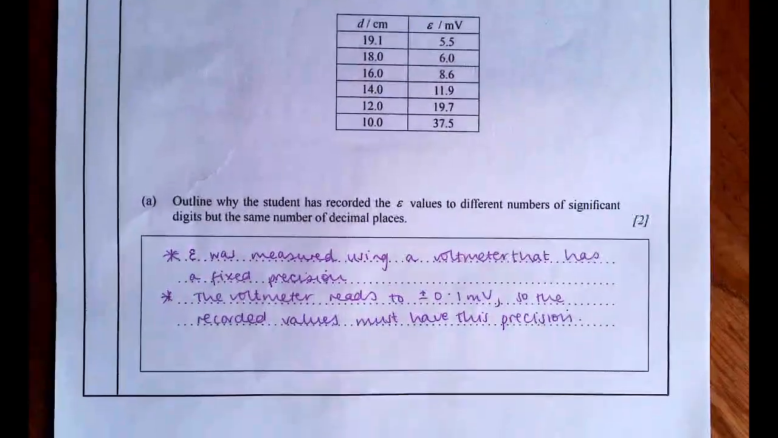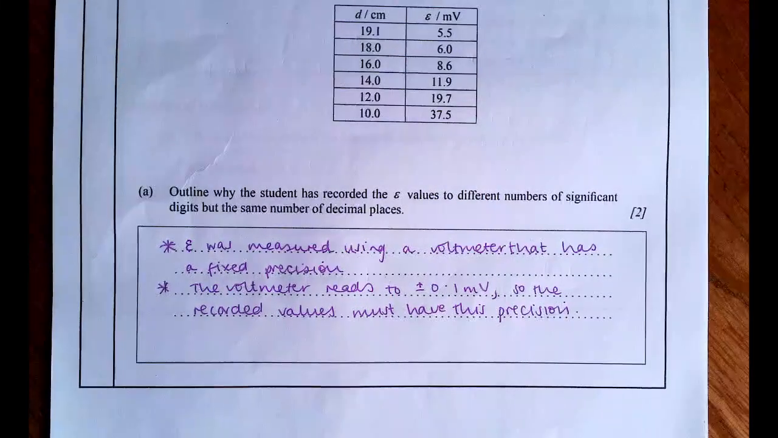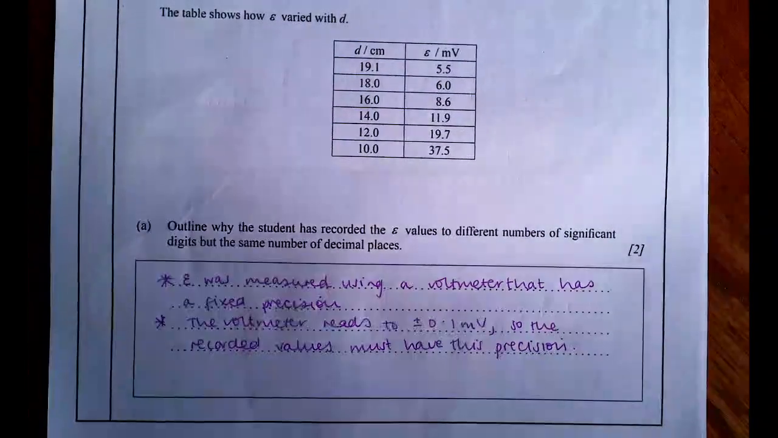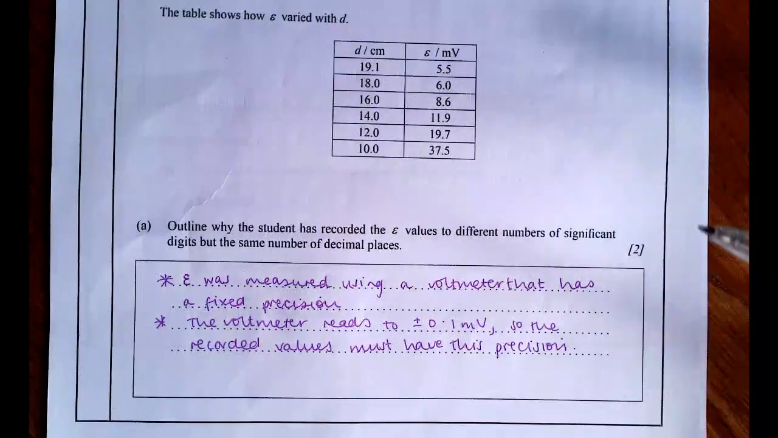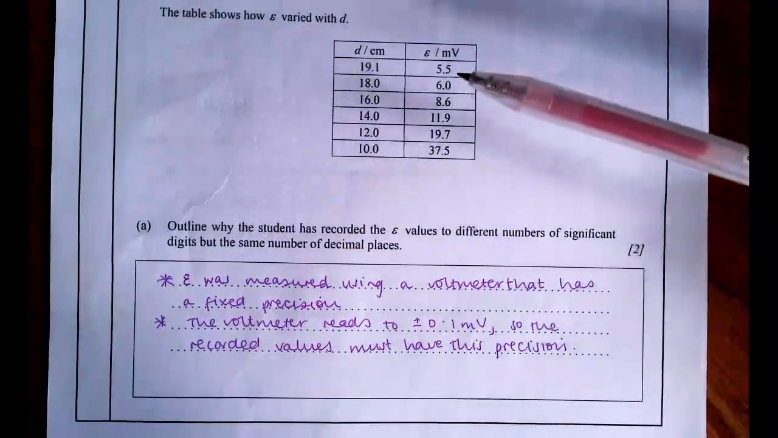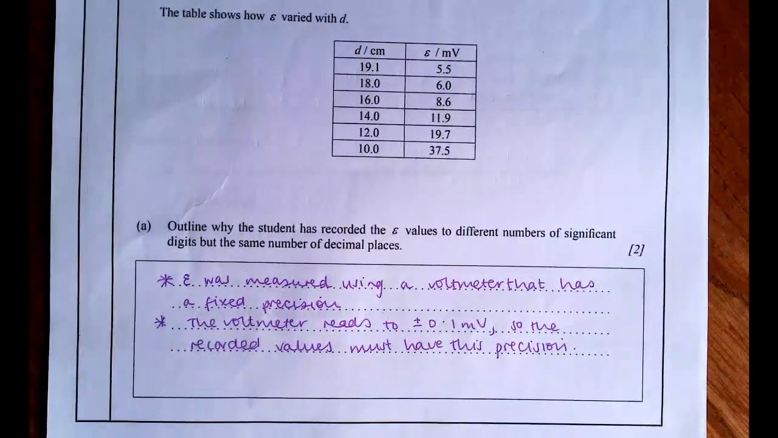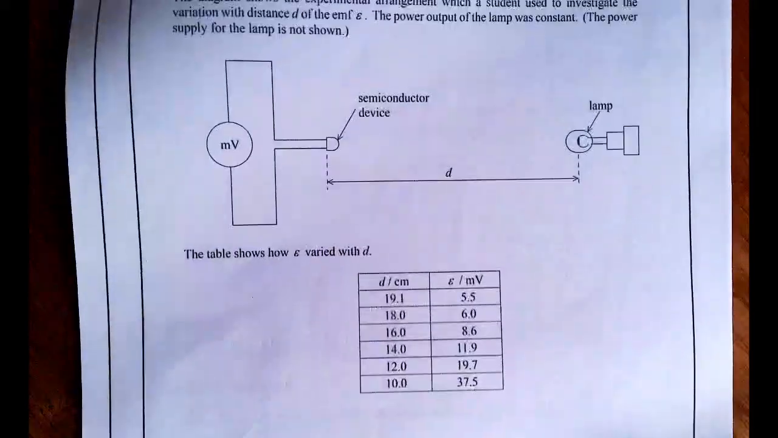And the first question says, outline why the student has recorded the voltage values, the EMF values, to different numbers of significant digits, but the same number of decimal places. So if we look at the table, you can see the results in terms of significant figures are not consistent. We've got 2 here, but we've got 3 here. And it's asking you to explain why that would be. Okay, and it's to do with the precision of the instrument.